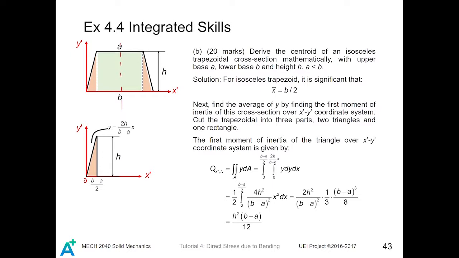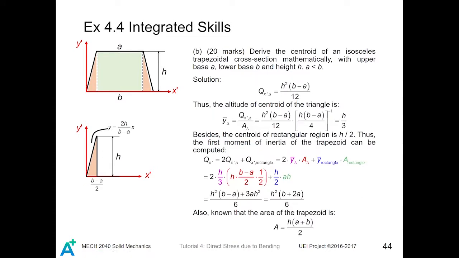Consequently, you do the integration like this, and then you take out the constant, as well as further integrate x squared dx by using the upper and lower limits. Then the integration shows that the first moment of inertia of this triangular shape is given by h squared times (b minus a) divided by 12.